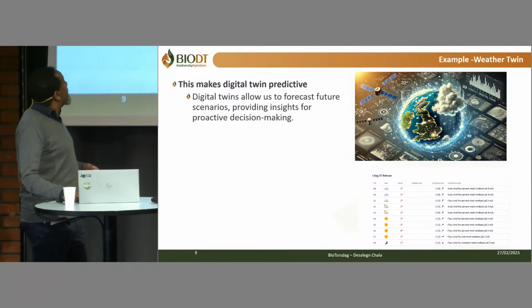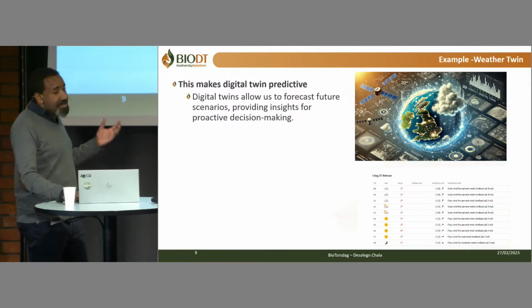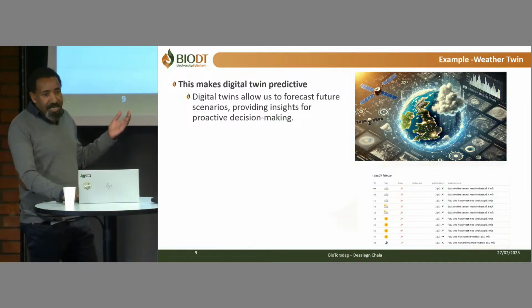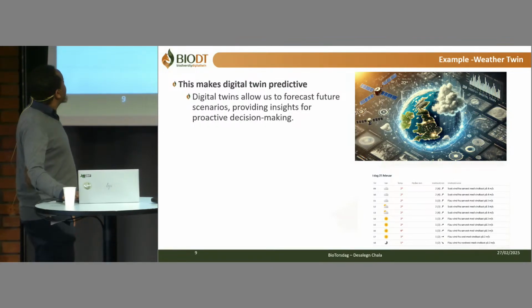So this means digital twins are predictive. They are not only linking a physical object or a physical process in real time, but they can also learn the pattern so that we can predict what will happen in the future.